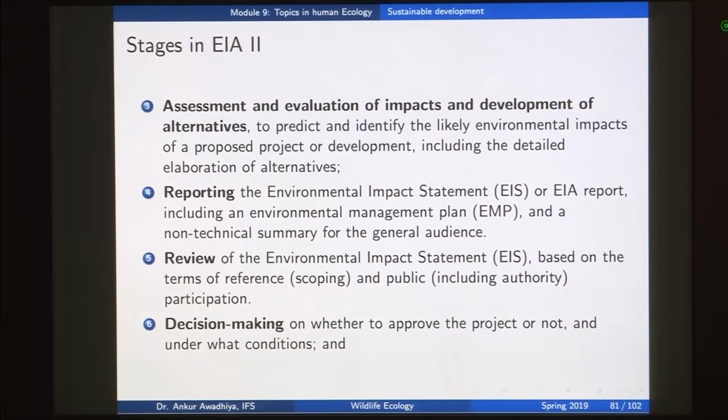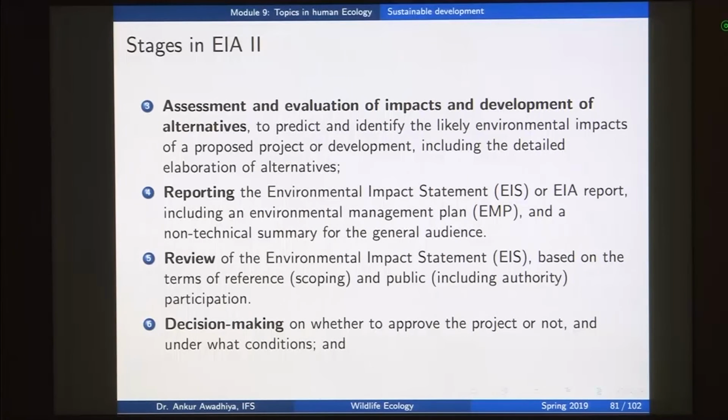So, once this report has been made, it will be made open to the people who are living there. Probably they will come up with some other things that have been missed out, some other things that need to be incorporated while taking a decision, and on the basis of this review and on the basis of your public hearings and participation, then the decision makers make a decision.